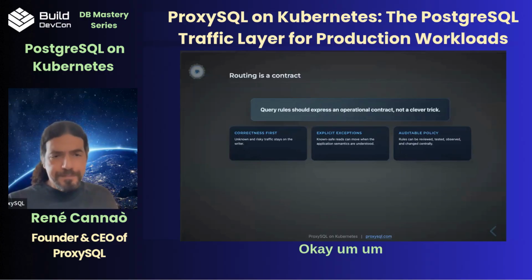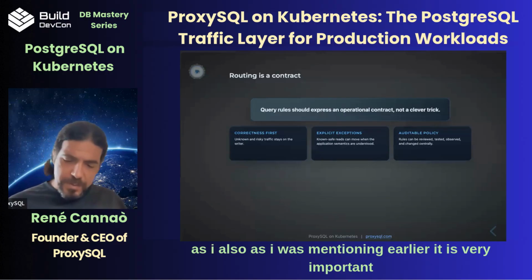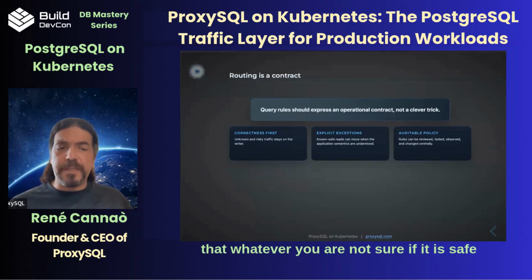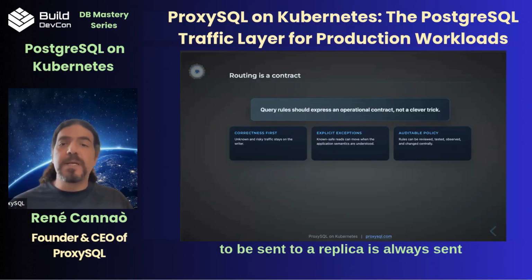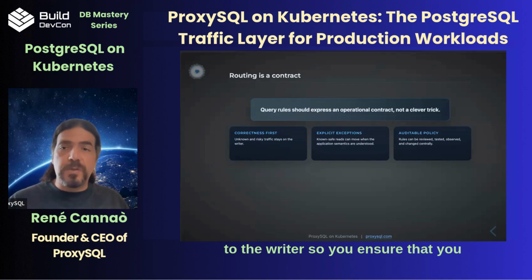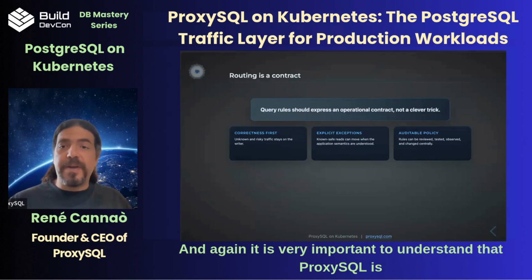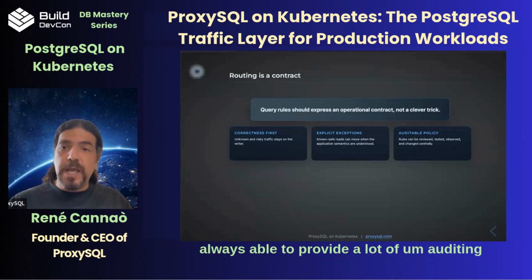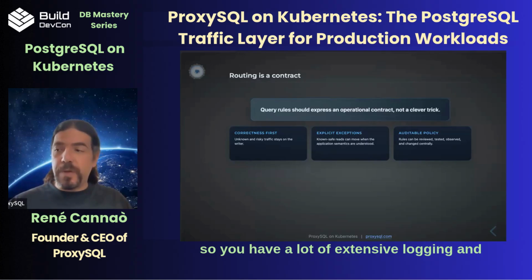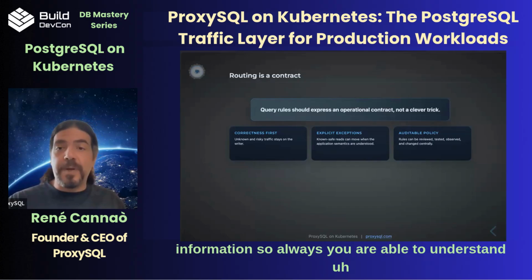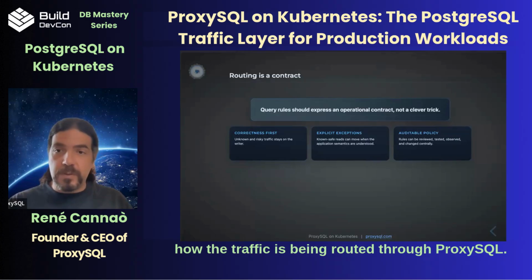So you can enable all this, and in real time, you can get all that information. As I was mentioning earlier, it is very important that whatever you are not sure is safe to be sent to a replica is always sent to the writer. So you ensure that you have correct data when those queries are being executed. And again, it's very important to understand that ProxySQL is always able to provide a lot of auditing, so you have extensive logging and information, so you are always able to understand how the traffic is being routed through ProxySQL.